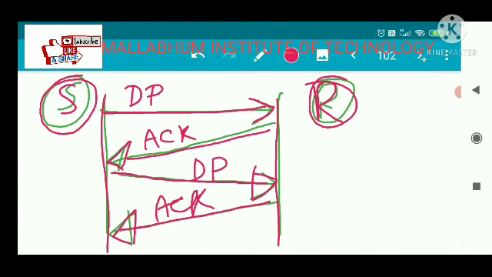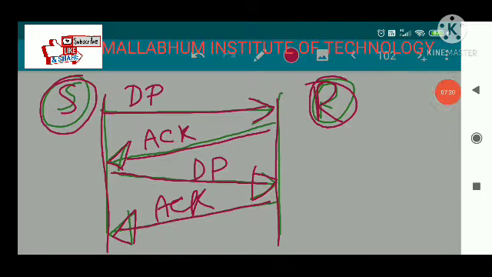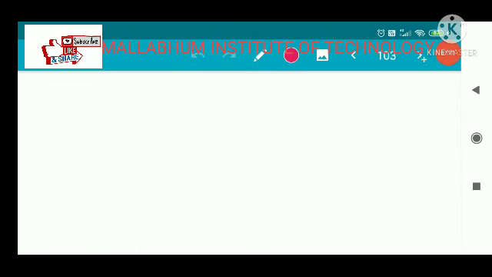Okay, but it looks very simple, though it is not as simple as that. There is some amount of problem associated with it. There are 3 problems associated with this. So now the first problem of the stop and wait protocol is the problem due to lost data.